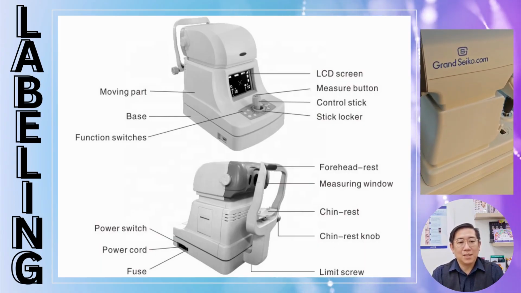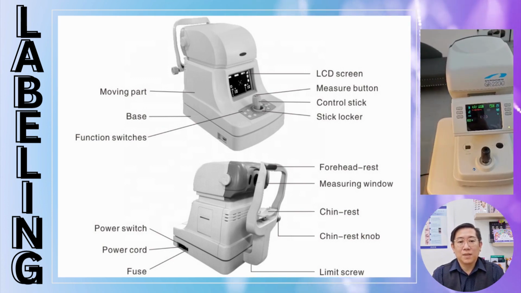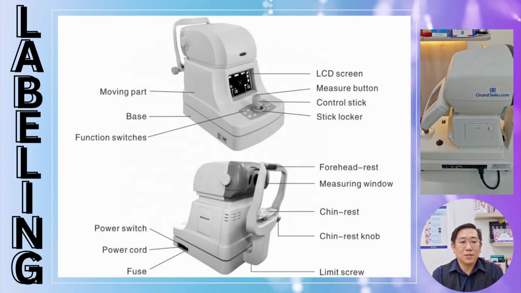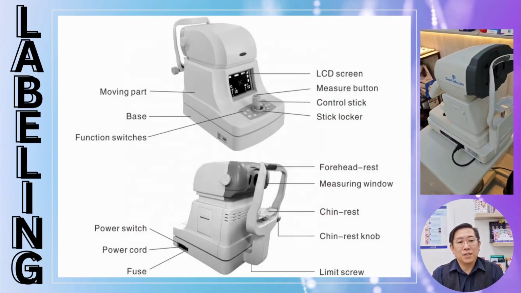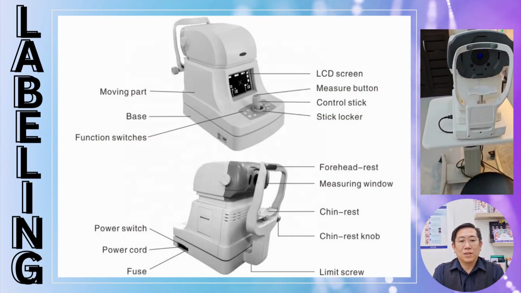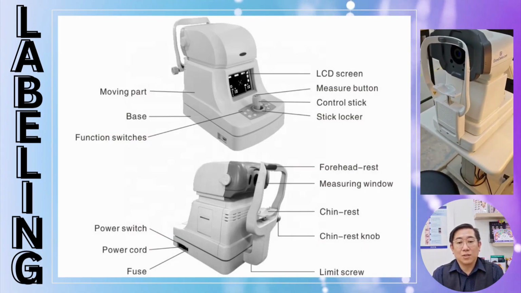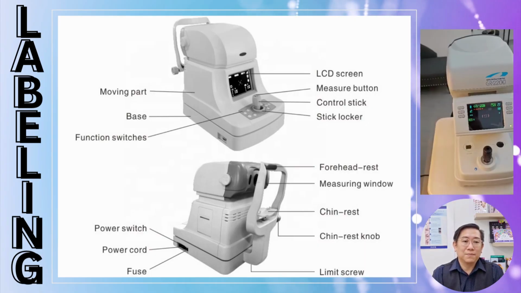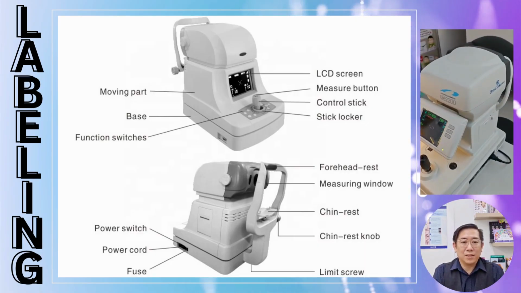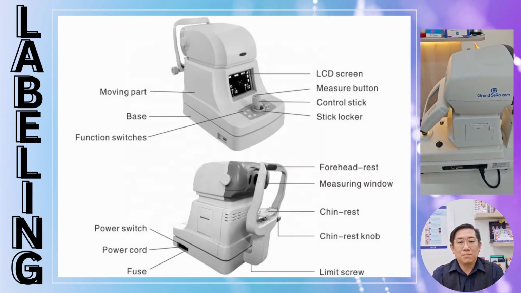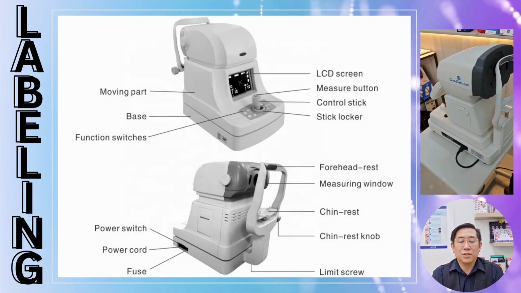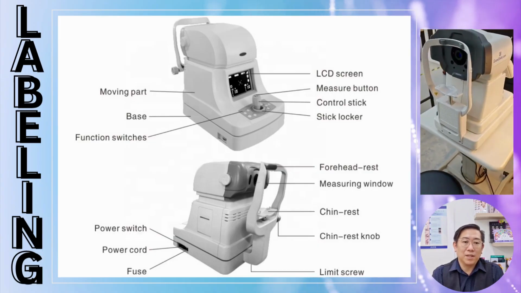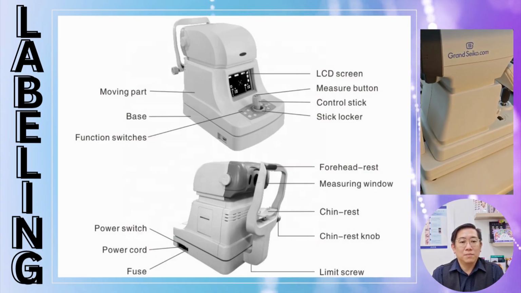Number two is the base, the foundation of the machine, housing internal electronics and keeping the unit stable on the table. The third one will be the function switches, located on the side, and this allows the operator to activate or change device settings. Number four is the LCD screen, displaying real-time data, measurement results, and the user interface. It helps the operator monitor and confirm alignment. The fifth will be the measure button.